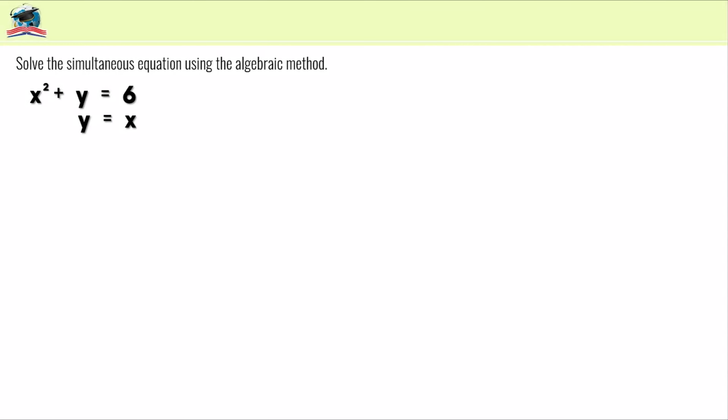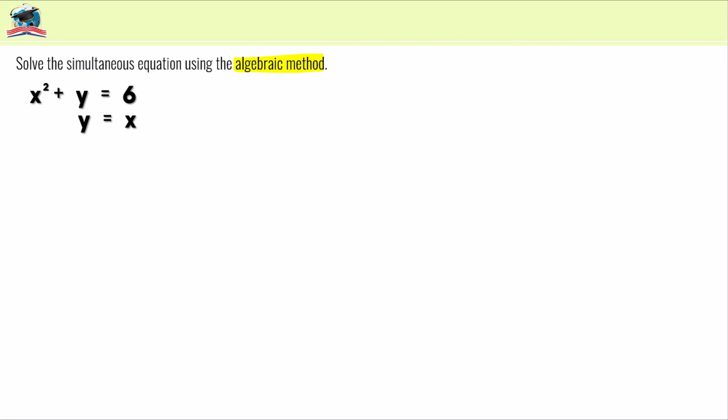Solve the simultaneous equation using the algebraic method. We've got x squared plus y is equal to 6 and y is equal to x. Now the question says specifically that we should use the algebraic method. That means there's another method we can use, which is the graphical. We're not told to use the graphical method, but to use the algebraic method.